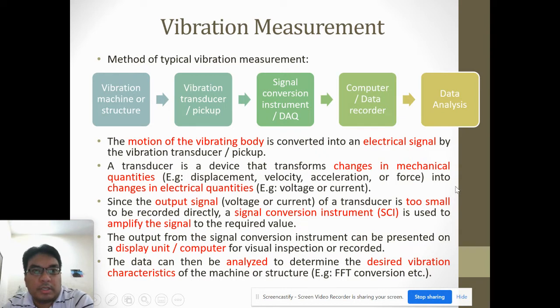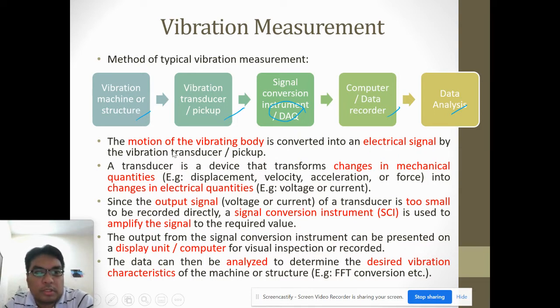So this is a typical vibration measurement step. The first one, of course you need a vibrating machine or structure, and then a vibration transducer or pickup, which is a sensor to measure the vibration, and then the signal conversion instrumentation such as the DAQ, which sends the signal to the computer for data recording, and finally data analysis. For the first one, if you have a structure or vibration, for example the power tools, this will be the machinery. But if you don't have one, then we can use a shaker to excite the vibrations.